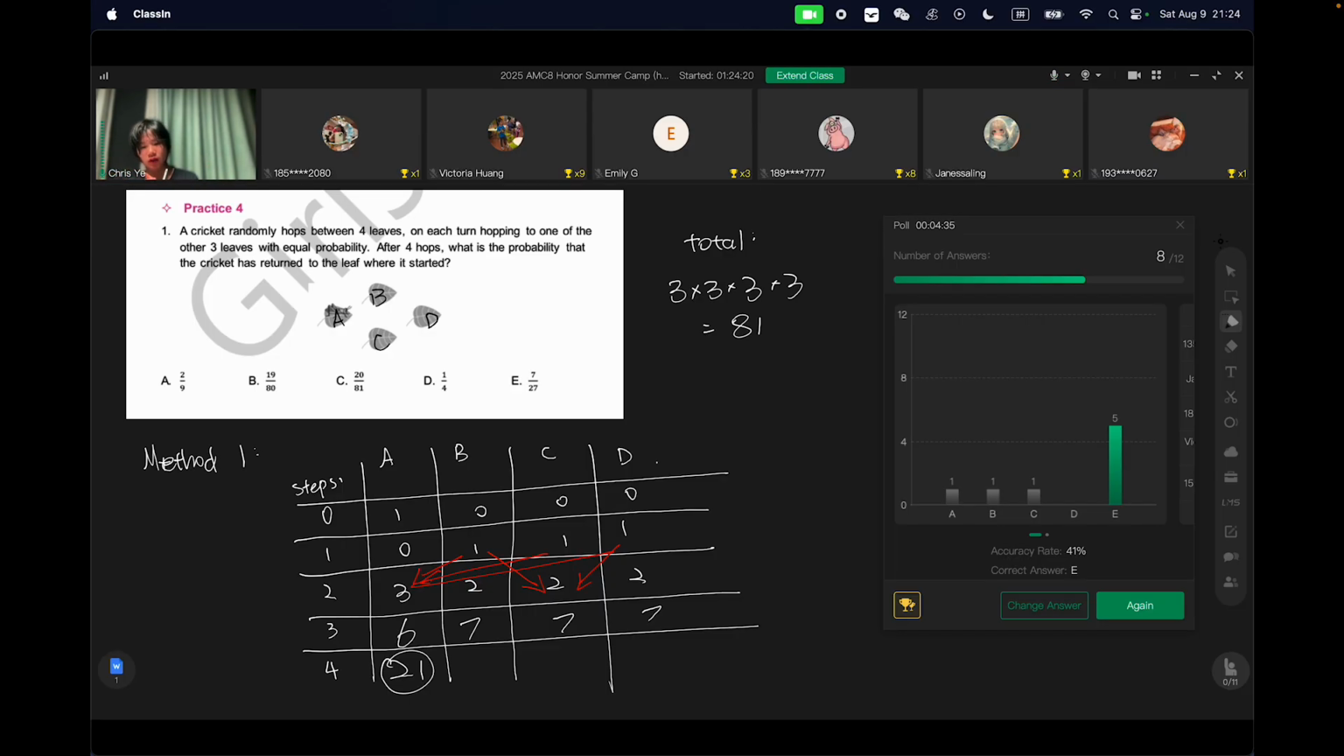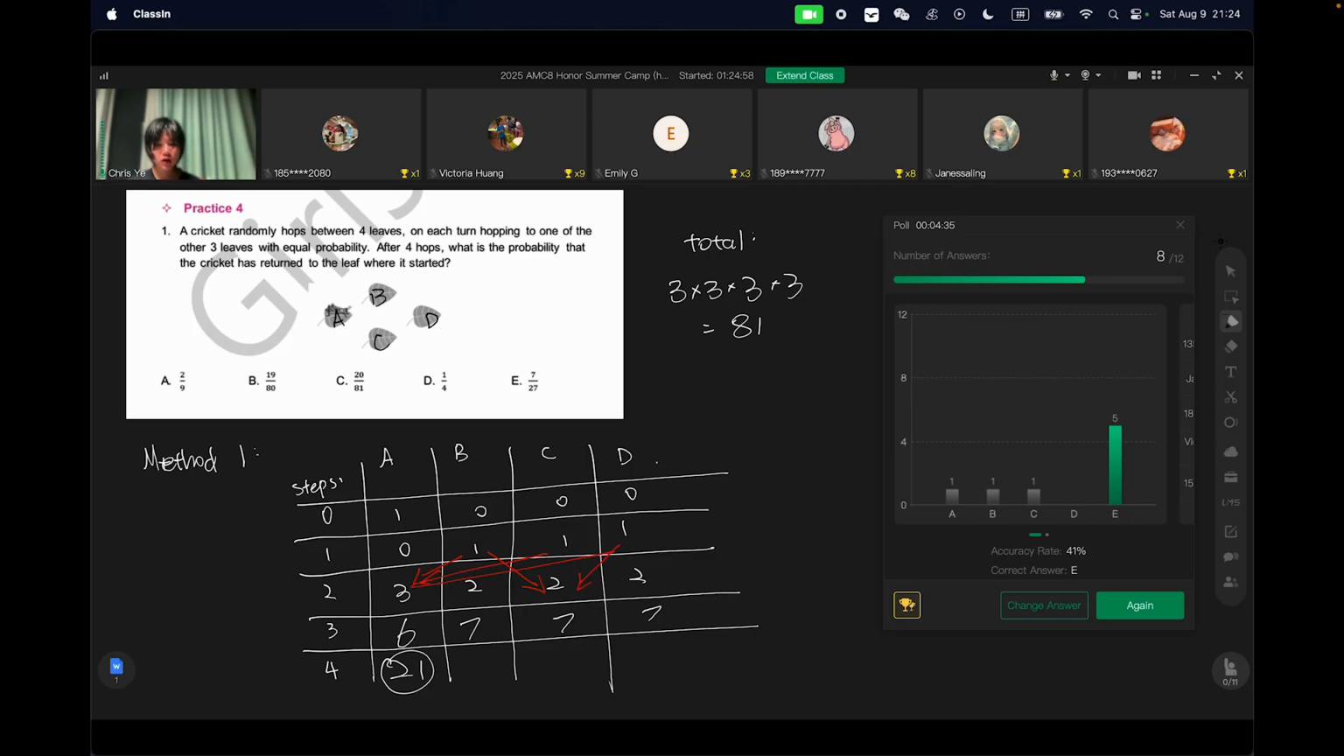So when there are 0 steps, A is at 1, and B and C and D are all at 0. Then for the first step, A is going to be 0 since he has to leave the leaf, and B and C and D all have one chance of getting jumped on. And using the arrow method, then A is going to be 1 plus 1 plus 1 for the second step, and B and C and D are all going to be 1 plus 1 plus 0. And going on, that will end up with us with 3, 2, 2, 2, 6, 7, 7, 7, and the final step will end up with A having 21 possible outcomes.